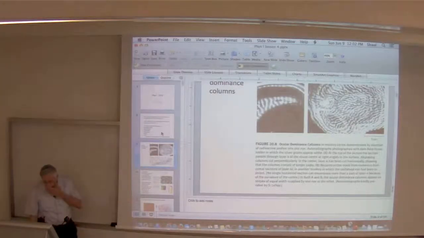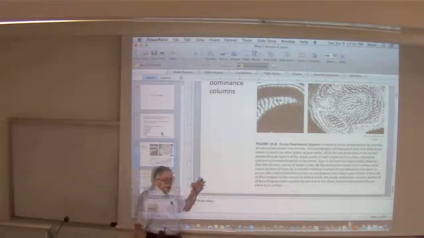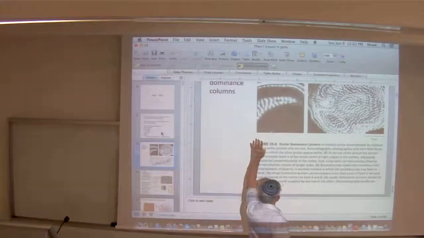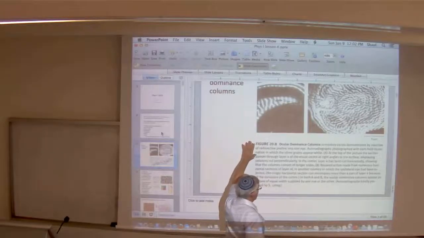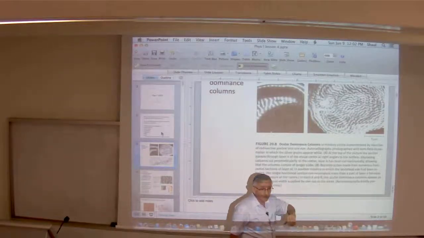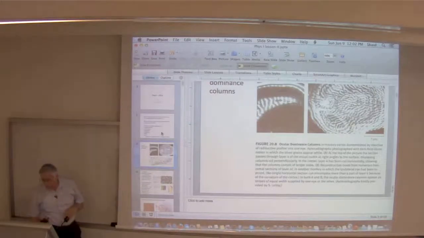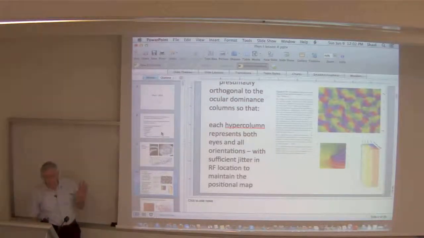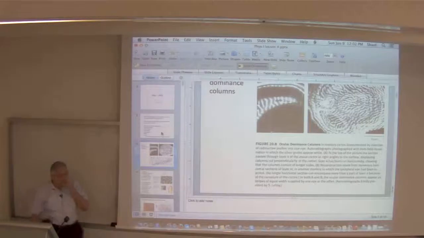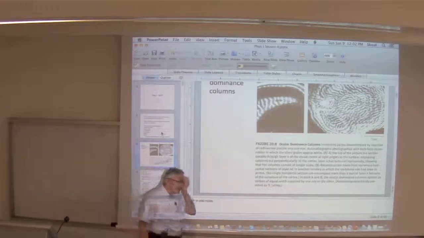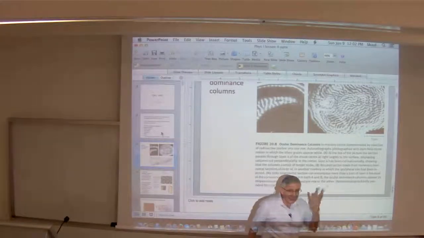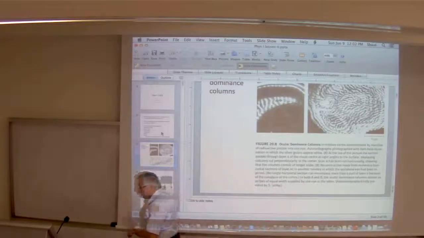So here are the ocular dominance columns, stained by putting stain in one of the eyes and having it transfer from the eye to the LGN to the cortex, and therefore it can be stained. And we discussed what happens if you take a kitten, blind it in one eye, and the columns shrink and expand.